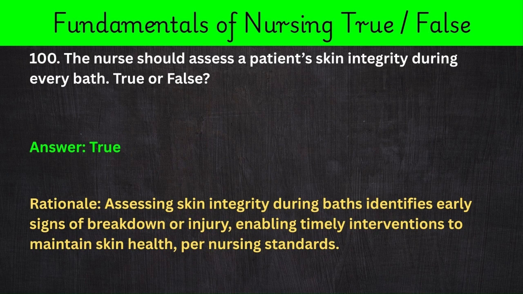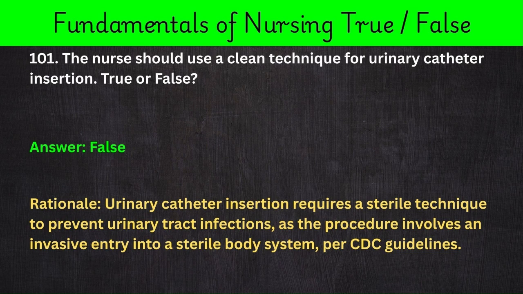Assessing skin integrity during baths identifies early signs of breakdown or injury, enabling timely interventions to maintain skin health, per nursing standards. 101. The nurse should use a clean technique for urinary catheter insertion. True or false? Answer: false. Rationale: Urinary catheter insertion requires a sterile technique to prevent urinary tract infections, as the procedure involves an invasive entry into a sterile body system, per CDC guidelines.